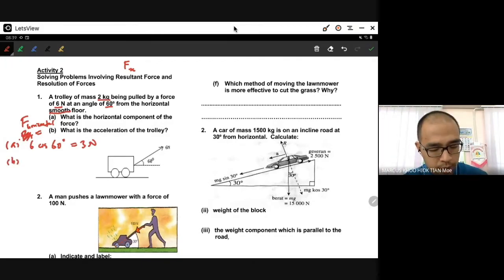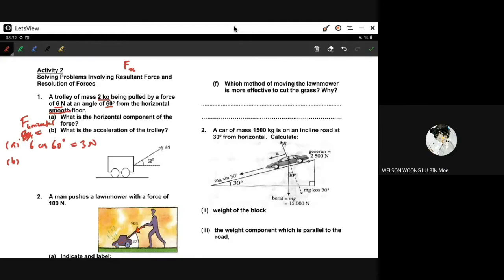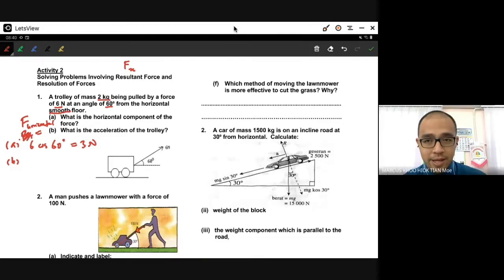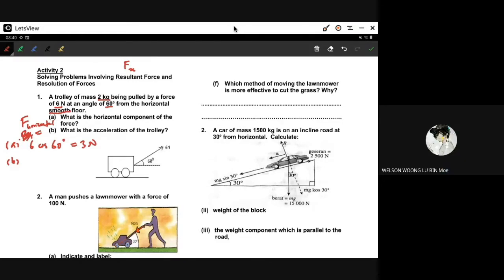Question B, what is the acceleration of the trolley? Who was the second to enter? Wilson. Which question, sir? 1B. 1.5 m/s^2.